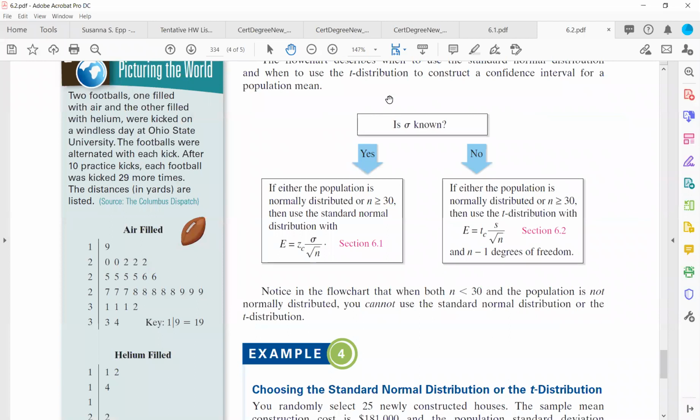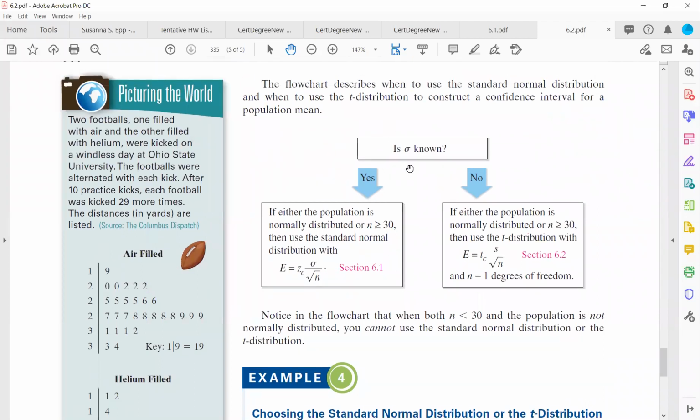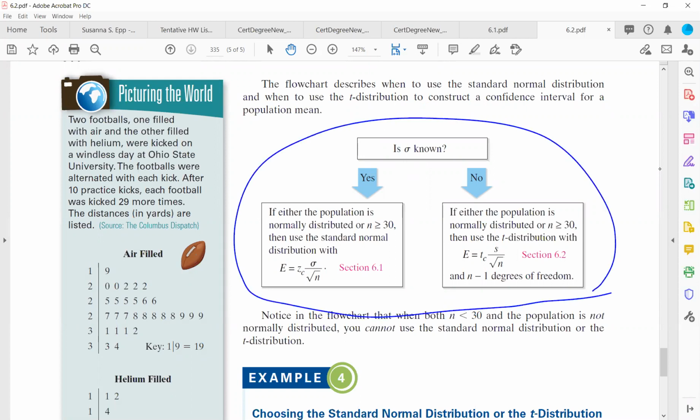So in general, if sigma, or population standard deviation, is known, you use the Z table. If it's not known, you have to use the T table. These are the general guidelines to direct you on which table to use.